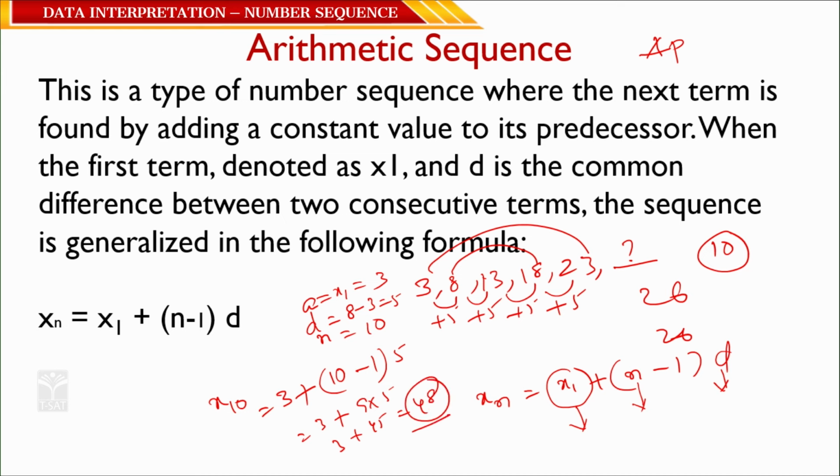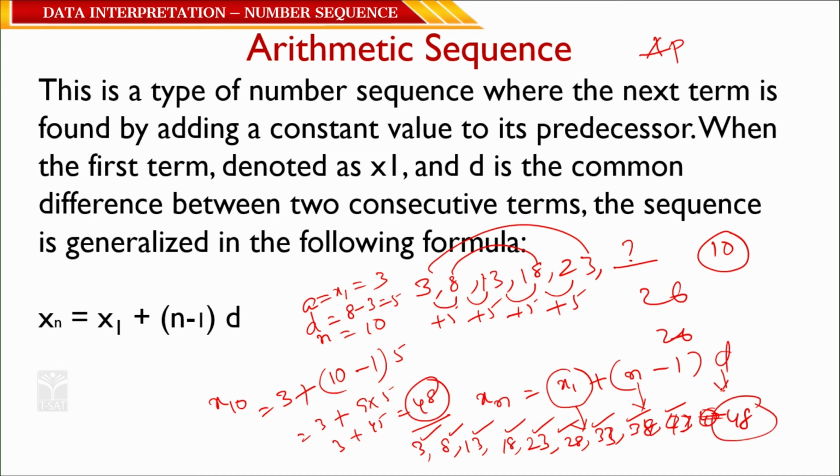If you have any doubt, check it also. So 3, 8, 13, 18, 23, then 28, 33, 38, 43, correct? Now observe it: 3, 8, 13, 18, 23, 28, 33, 38, 43, plus 5, 48. Count them: 1, 2, 3, 4, 5, 6, 7, 8, 9, 10. So the 10th term is 48, meaning when you write by adding 5 also you get the same.